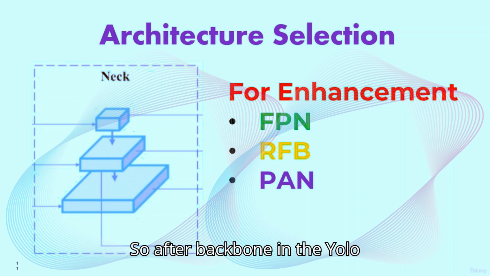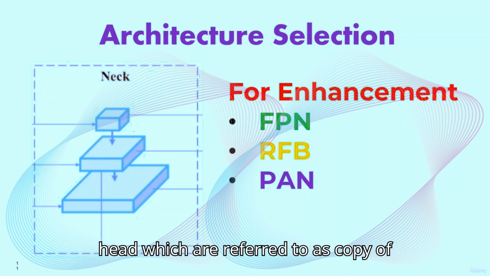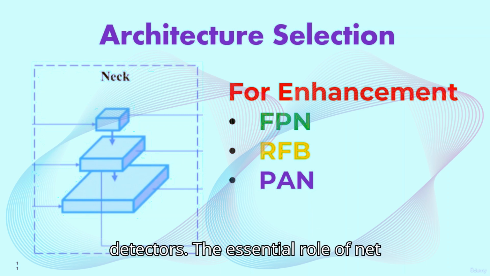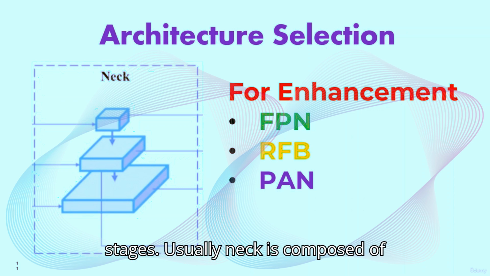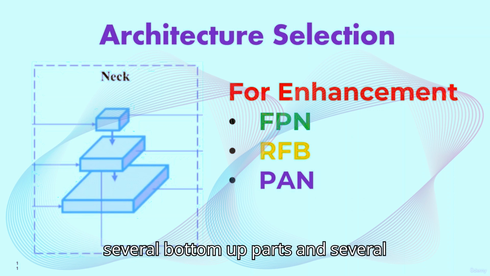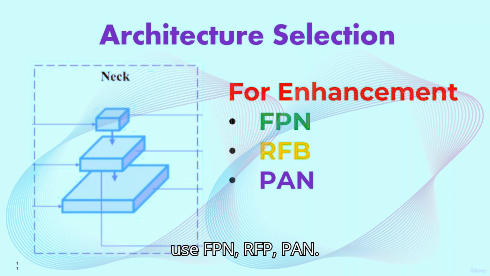So after the backbone in the YOLO architecture, we have the neck. Object detection models insert additional layers between the backbone and head, which are referred to as the neck. The essential role of the neck is to collect feature maps from different stages. Usually, the neck is composed of several bottom-up parts and several top-down parts. For enhancement, we use FPN, RFP, PAN.